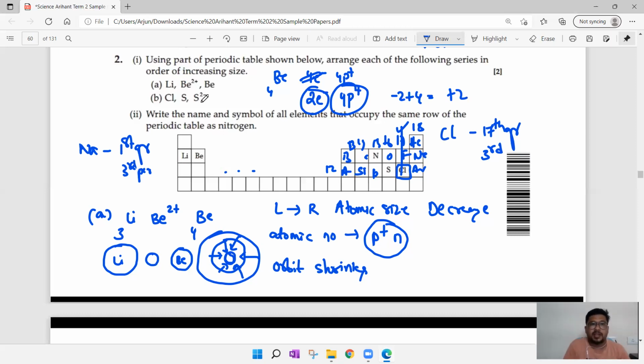Now we have to write increasing order of atomic sizes. So which one will be very small? This one, which is Be2+. So Be2+ is smaller, less than Be, which is less than Li. This is the answer you have to write. Now the same thing you can apply for chlorine, sulfur, sulfur ion.